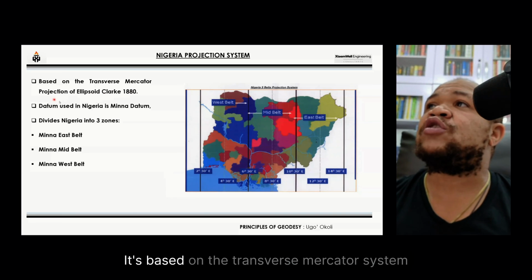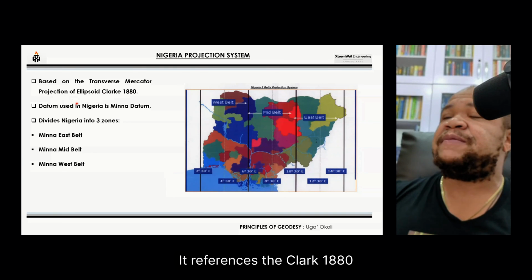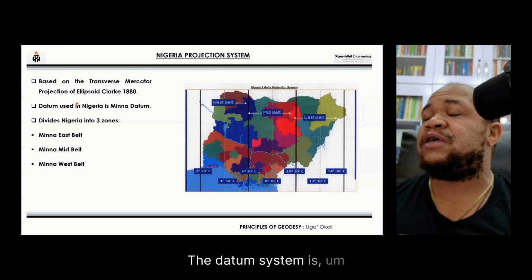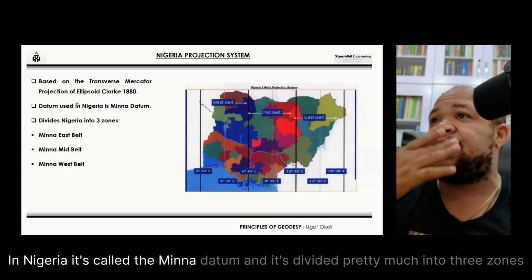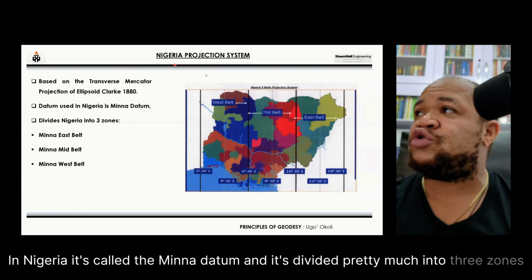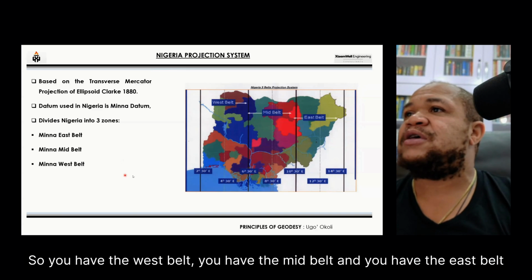So it's based on the transverse Mercator system, and it references the Clarke 1880, and the datum system in Nigeria is called the Minna datum, and it's divided pretty much into three zones. So you have the west belt, you have the mid belt, and you have the east belt.